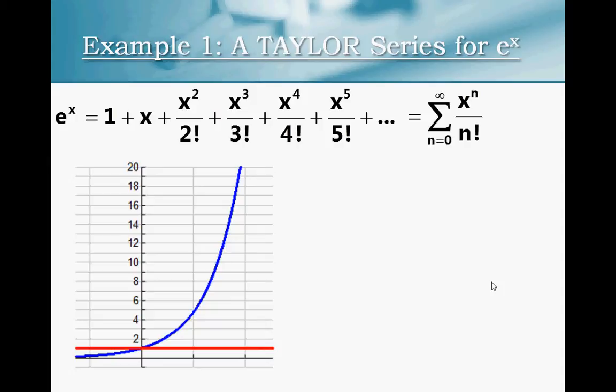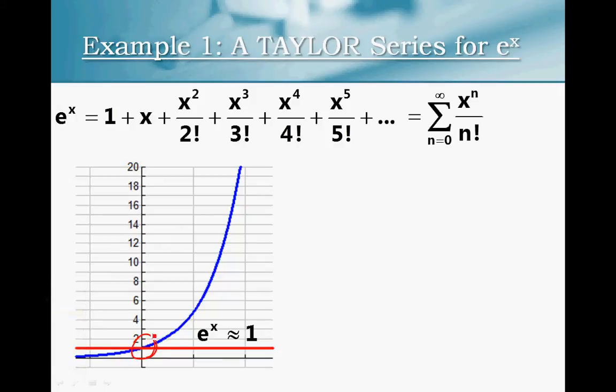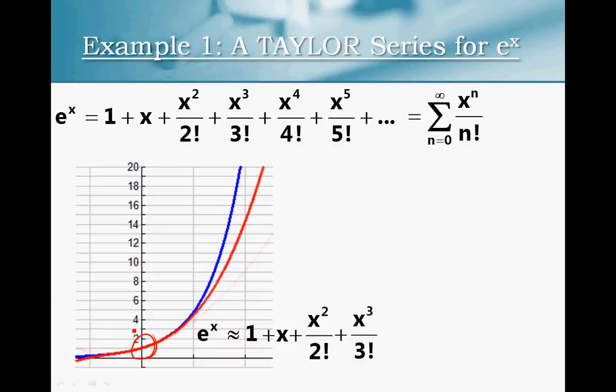So e to the x equals an infinite sum of polynomial terms, but we could say that e to the x is reasonably approximated by y equals 1 near the origin here. And then it's better with 1 plus x, and then even better with 1 plus x plus x squared over 2 factorial. And it's the same thing I was just showing you in Desmos. It gets better and better as we go.